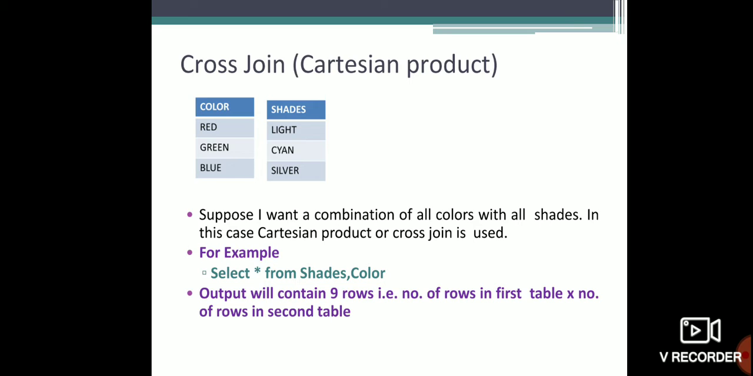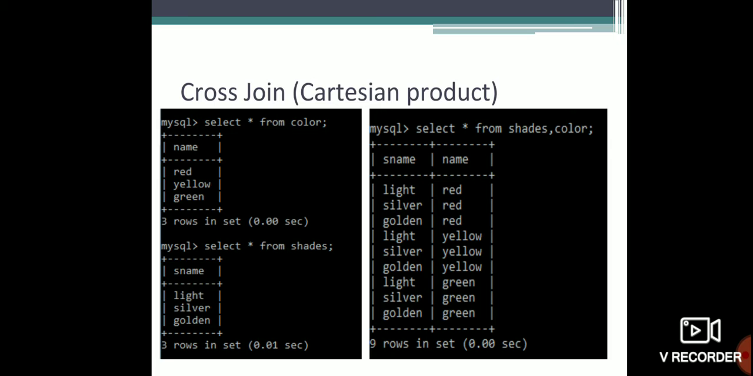How do we write the query? You can see: select asterisk from shades comma color. Shades is table 1, and comma color. So it will return light with red, light with green, light with blue, then cyan with red, cyan with green, cyan with blue, then silver with red, silver with green, and silver with blue. You can see the result here: select asterisk from shades. In shades you have light, silver, golden, and in color you can see red, yellow and green. So you can see the output as it is shown here.